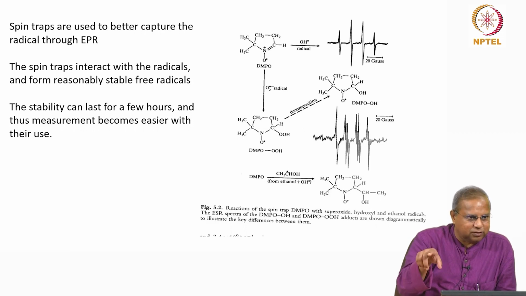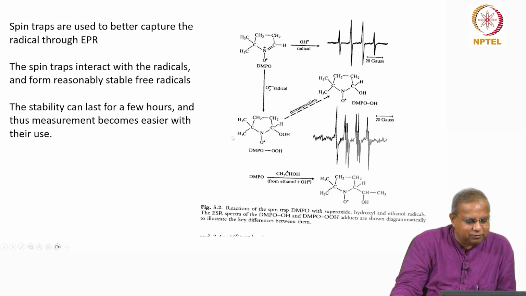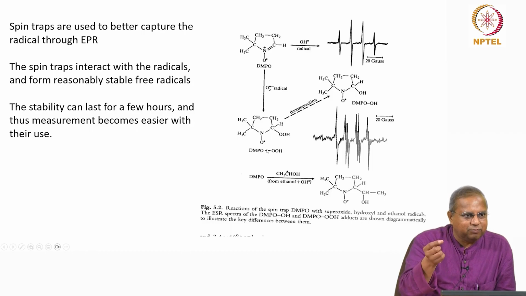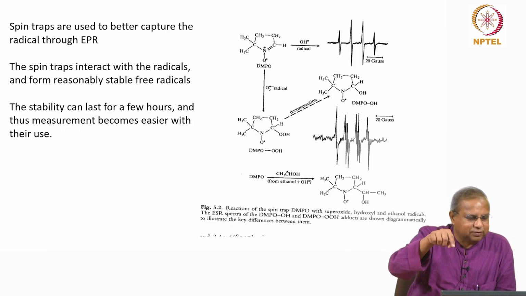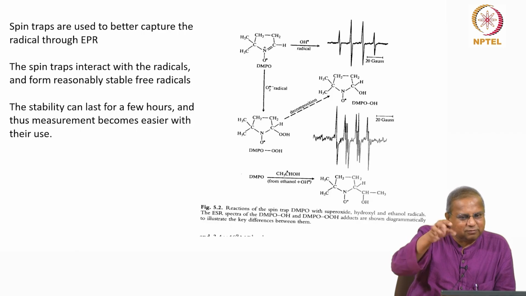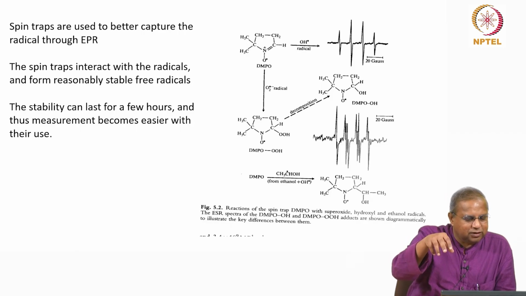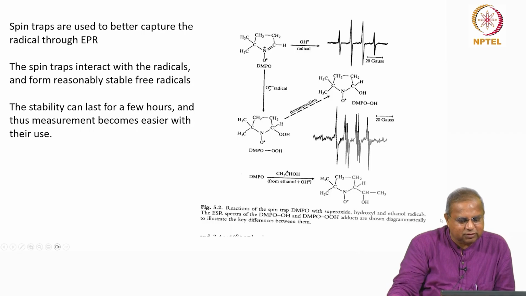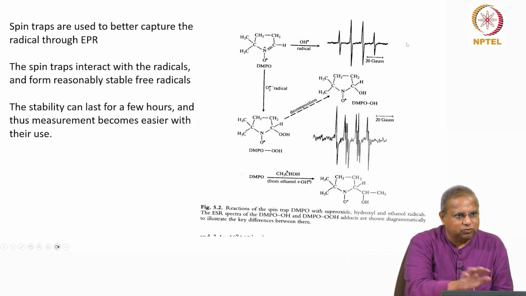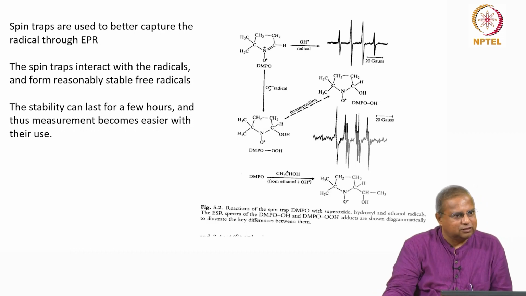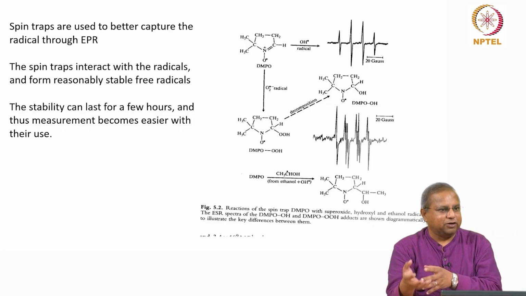Hydroxyl is 1:2:1, right? But if it has been captured by this, the EPR signal will be contributed by that radical, that electron, as well as the environment of that electron. There are a lot of nuclei around it, and therefore everything will contribute to it, and the resulting thing will be this. Only thing is that this is typical. Once you see the spectrum, you can associate it with the spin trapped hydroxyl radical.